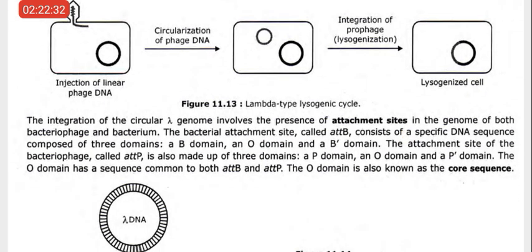The integration of the circular lambda genome involves the presence of an attachment site in the genome of both bacteriophage and bacterium. The bacterial attachment site, called attB, consists of a specific DNA sequence composed of 3 domains, a B domain, an O domain, and a B' domain. The attachment site of the bacteriophage, called attP, is also made up of 3 domains, a P domain, an O domain, and a P' domain. The O domain has a sequence common to both attB and attP. The O domain is also known as the core sequence.